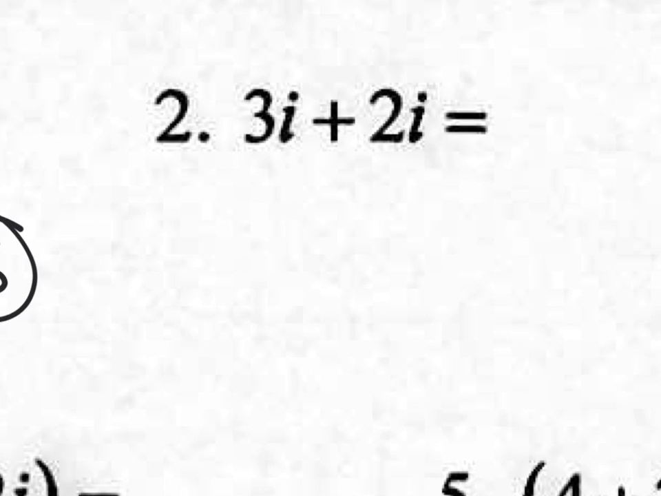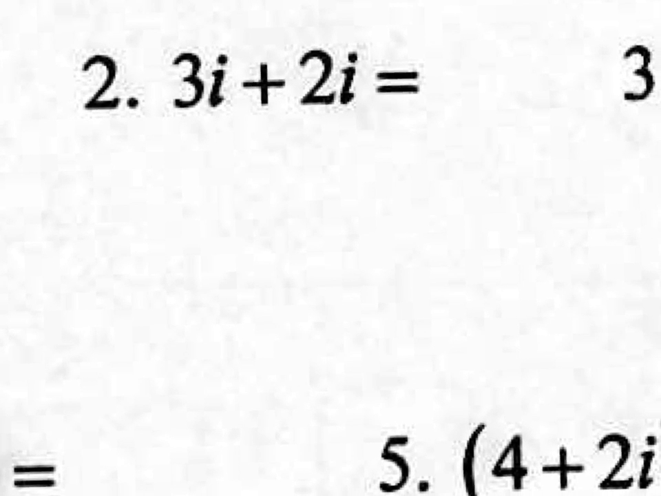Moving on to number 2. This is addition. I'm not going to end up with an i squared. I just treat it like an x, right? 3x plus 2x is 5x. In this case, 3i plus 2i is 5i. Done.